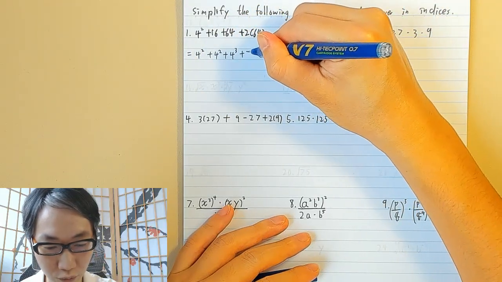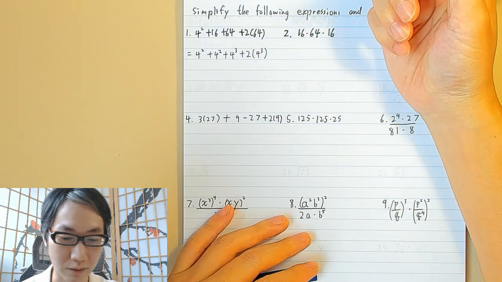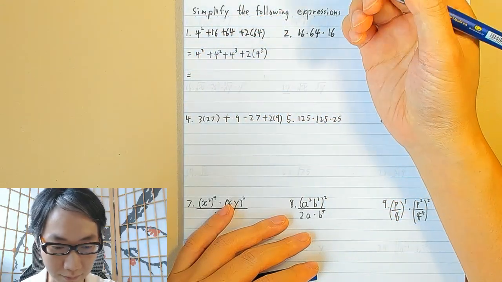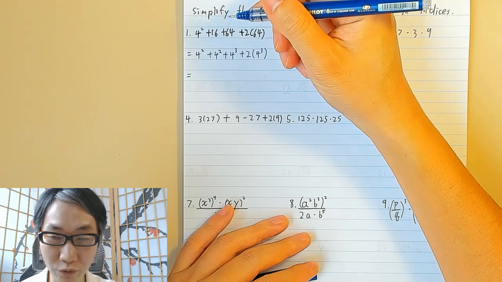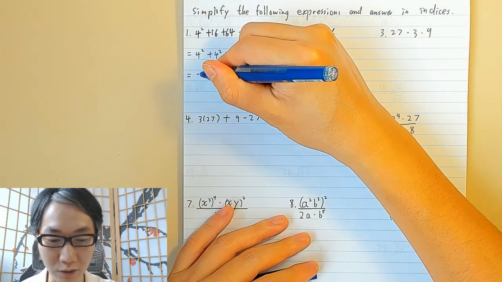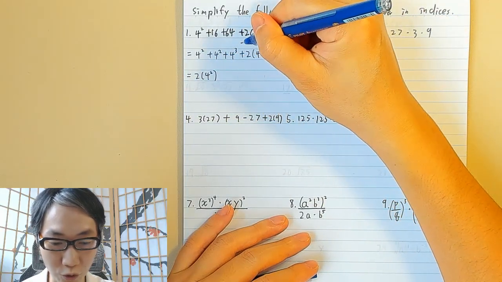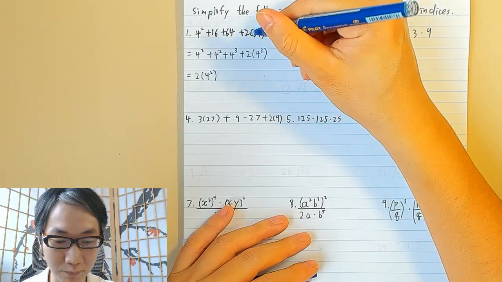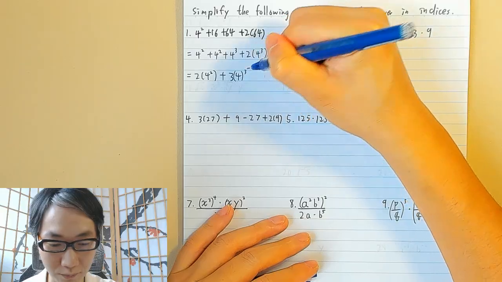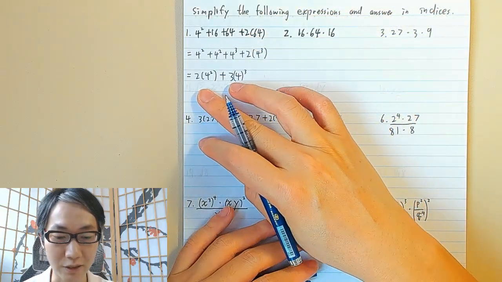And then we have 4 to the power of 3. Okay. And we have 2 4 squared. So 1 4 squared, 2 4 squared. So 2 4 squared. And we have 1 4 cube and 2 4 cube. So we have 3 4 cube. And that is the simplest form we can give as an answer.